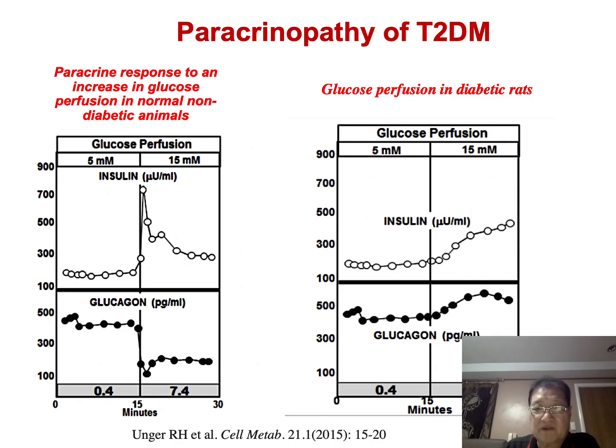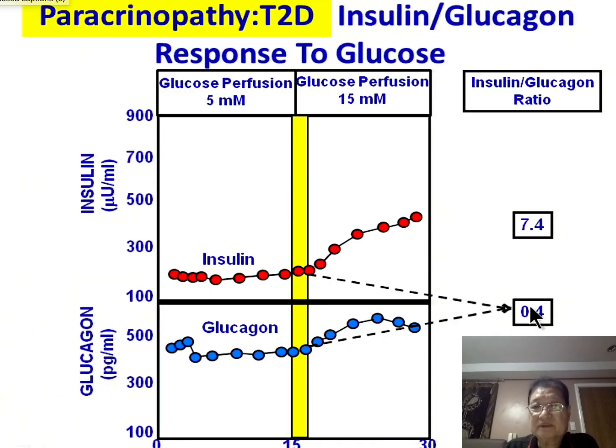In the graphic on the right, the most notable feature is the absence of the insulin spike, the first phase insulin secretion, and lack of suppression of glucagon. In fact, insulin level increases in diabetic animals to a higher level than in non-DM animals. But glucagon is not suppressed and continues to rise, as you can see.